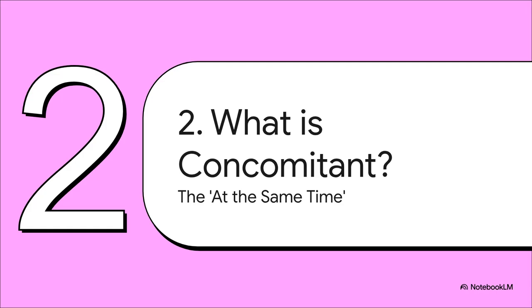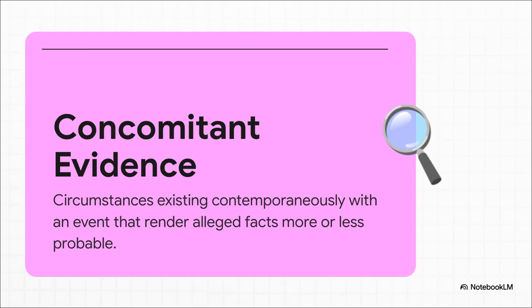So, let's get into the nitty-gritty. Section 2. What actually is concomitant evidence? Really, it all boils down to one simple, critical principle. So here's the formal definition, but I want you to zero in on one word: contemporaneously. That's the whole ballgame. It means stuff that's happening at the very same time as the main event. And that's where its power comes from.